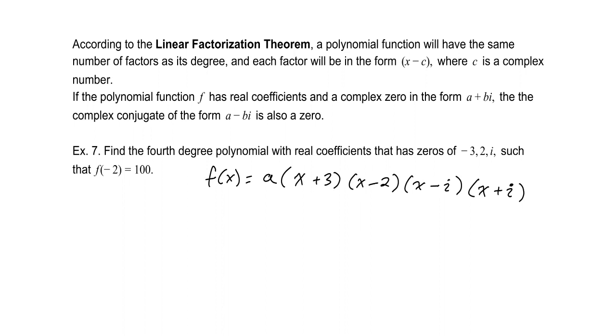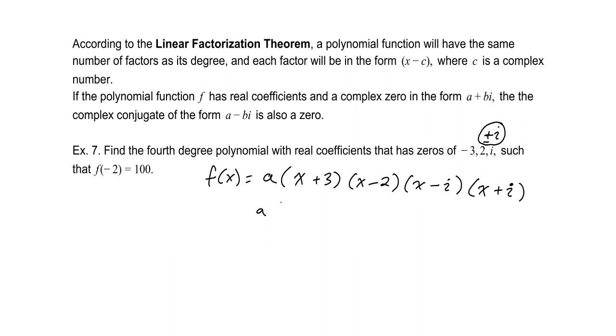So that is it. It's a 4th degree polynomial, so we have 4 factors. 2 of those are the real solutions, and 2 of them are the imaginary. One's the conjugate, so plus or minus i are solutions there. All right, now let's use f of negative 2 equals 100 and use that equation to find out what a is.